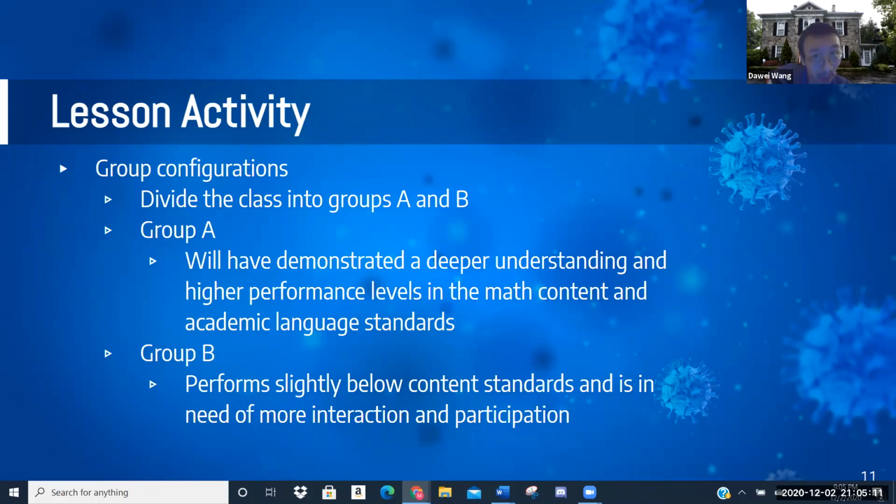So in doing this, we have one main group configuration with groups A and B. Group A we hope will demonstrate a deeper understanding in the content areas and academic language standards, while Group B performs slightly below content standards and needs more interaction, guidance, and participation.